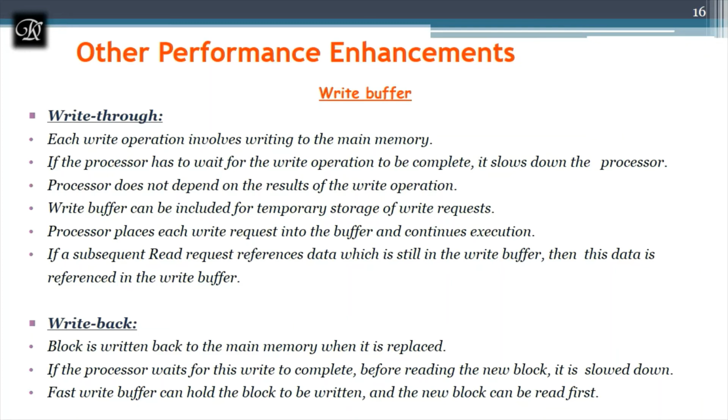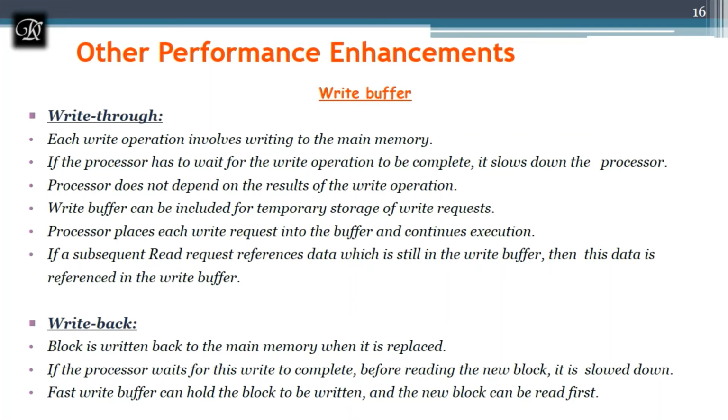Each write operation involves writing to the main memory when we are performing the write-through protocol. If the processor has to wait for a write operation, it is going to slow down the processor. The processor does not need to depend on the result of the writing operation, so a write buffer can be included temporarily. A buffer's job is to provide temporary storage so that it can improve performance.